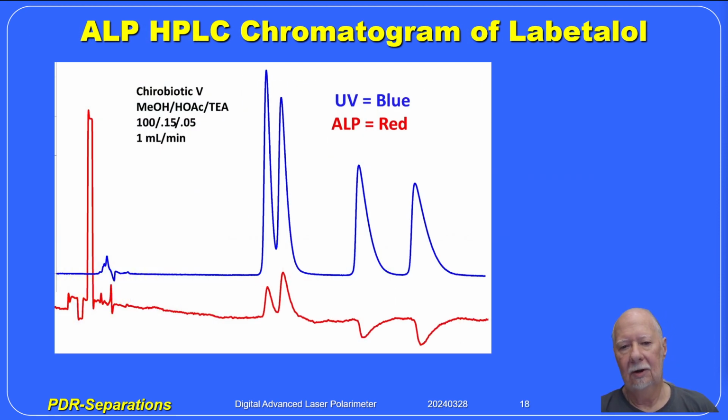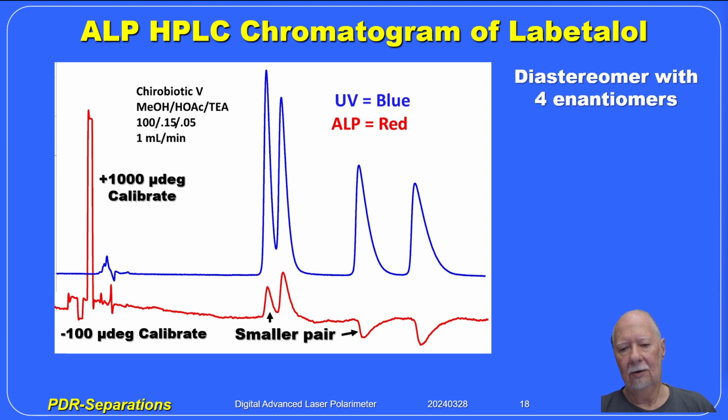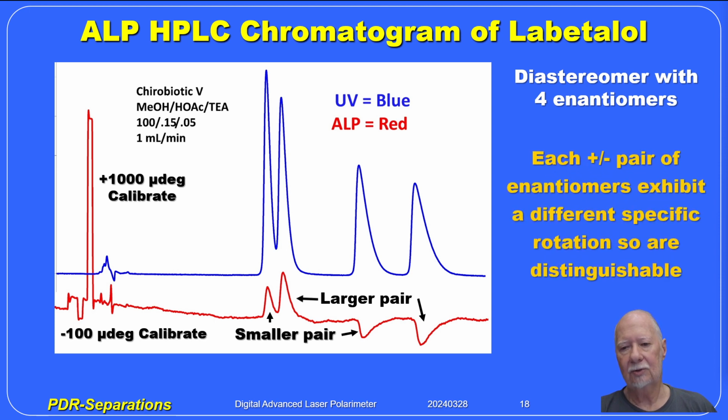Here is a Dalp HPLC chromatogram of labetalol, a diastereomer with 4 enantiomers. So the minus 100 microdegree calibrate and the plus 1000 microdegree calibrate again appear before the void volume. Then there are a smaller pair and a larger pair of enantiomers, which are, of course, the diastereomer pairs. Each plus-minus pair of enantiomers exhibit a different specific rotation, so are distinguishable.